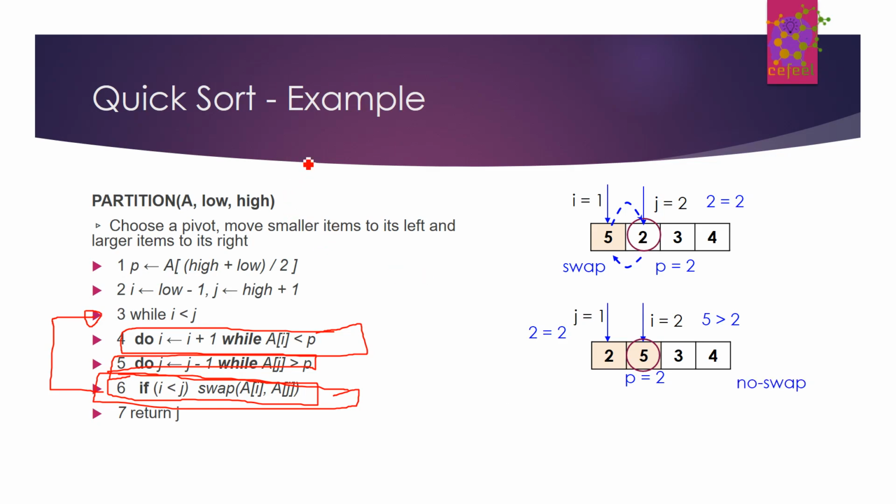In step 3 we will compare I with J. What has happened is I is not less than J, I is greater than J in fact. And what will happen is the outer while loop also fails, and then finally the last statement is executed, return J. Return J means J equals 1 here is returned, and then that value is returned to the quicksort algorithm.